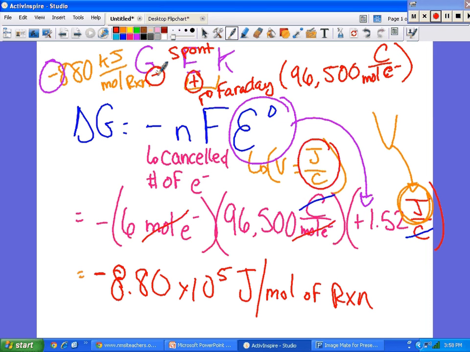You move it 3 places. So if you move 1, 2, that would be to the 3rd, which is kilojoules. So if you move this 1, 2, that gives you 880, and it would be to the 3rd, which is 1,000, which is kilojoules. You with me? Okay. All right.